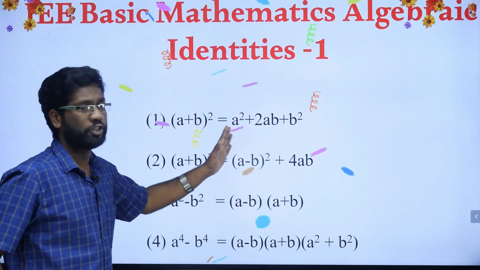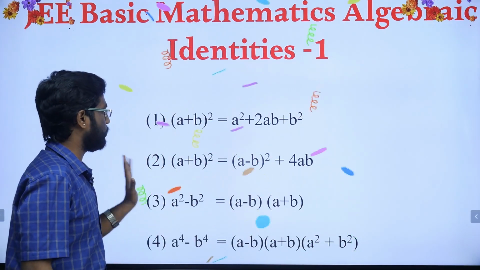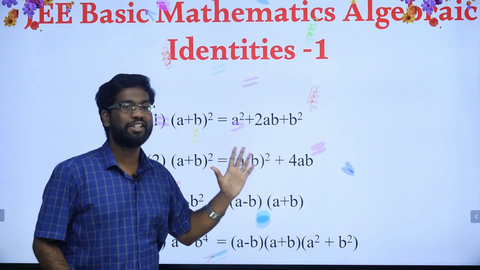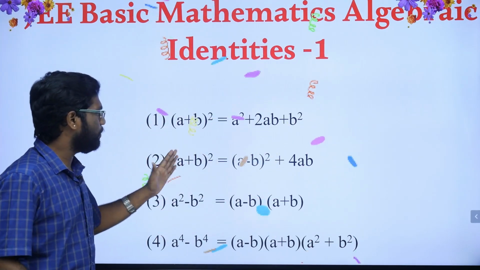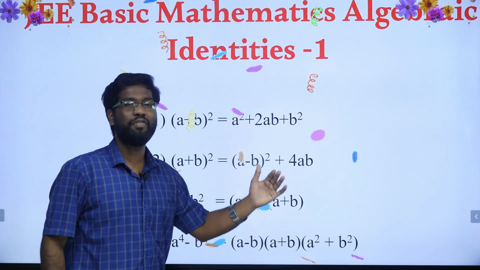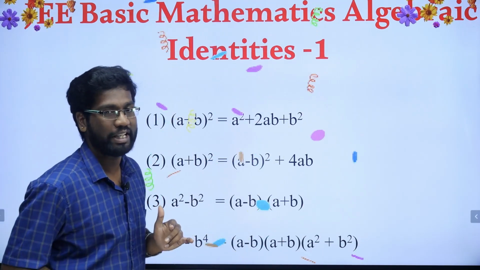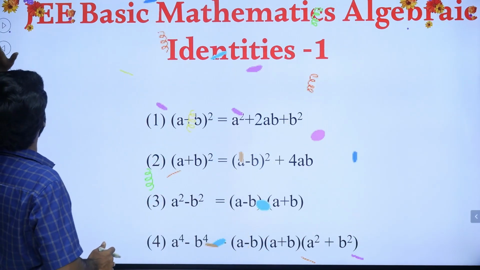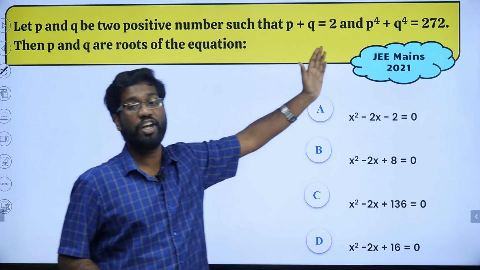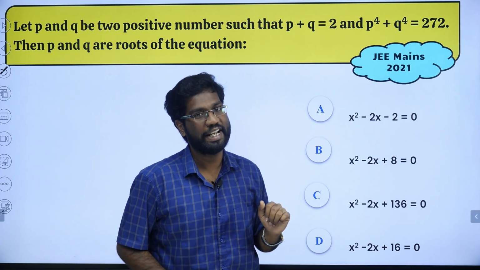So (a plus b) the whole square, these things you know, my dear students. These are like the general algebraic identities. So I hope you are aware of this. By solving, I'll explain you each and everything. Let's go into the problem. So it's a JEE Mains 2021 problem, my dear students.